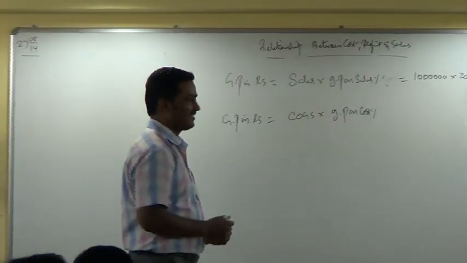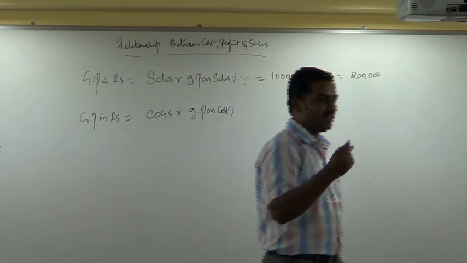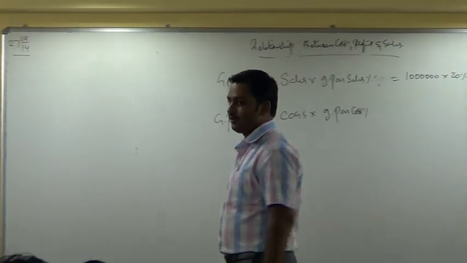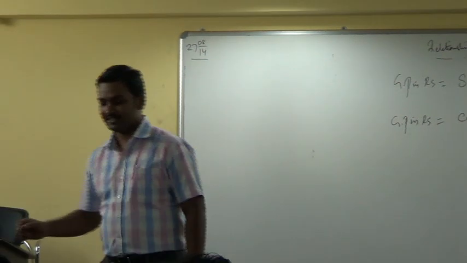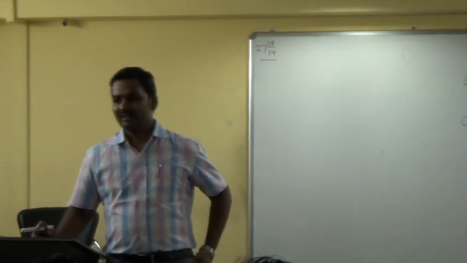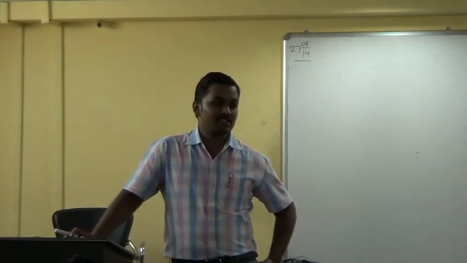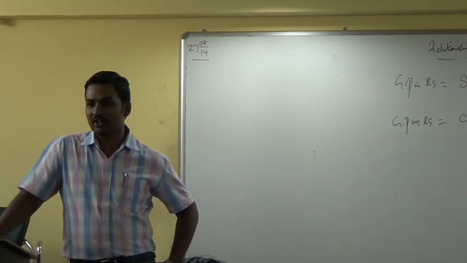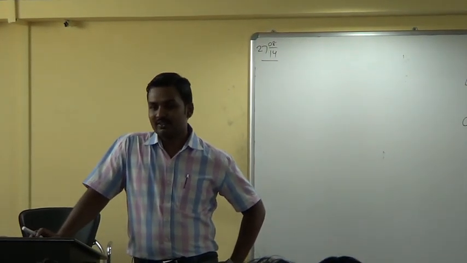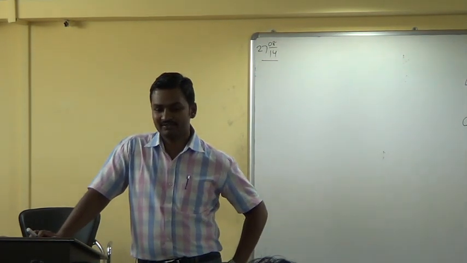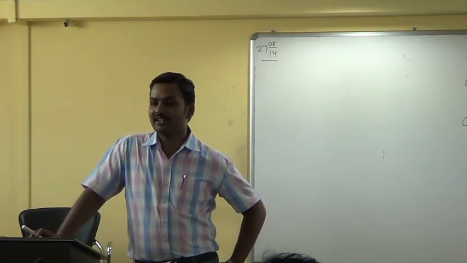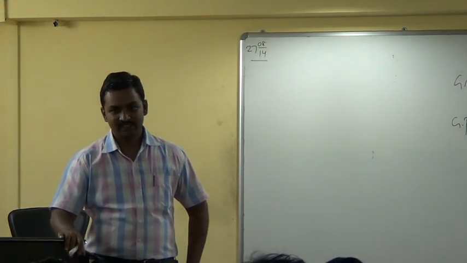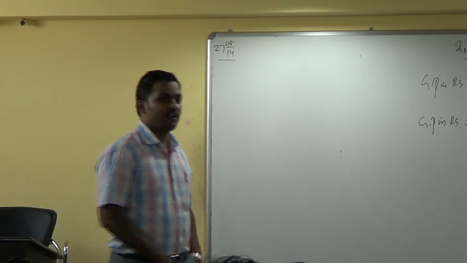Next problem. You should be able to frame the problem now. You know in what way I want to teach you the concept. Cost of goods sold is 8 lakhs. Gross profit on cost percentage is 25. Calculate gross profit and also sales.